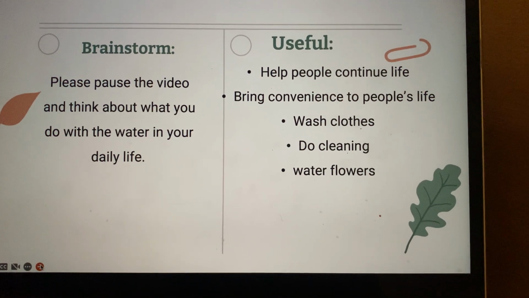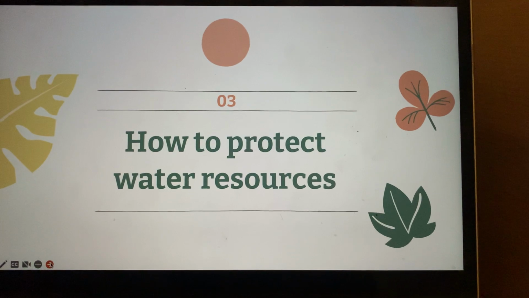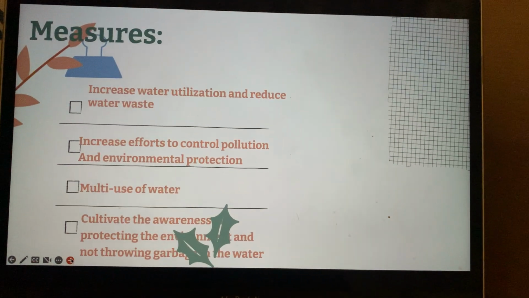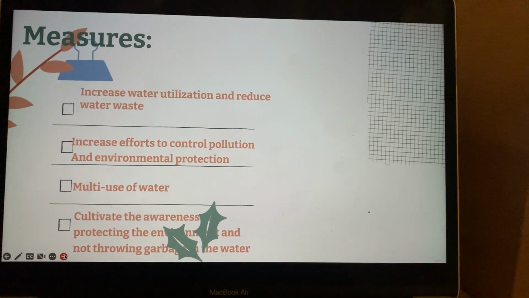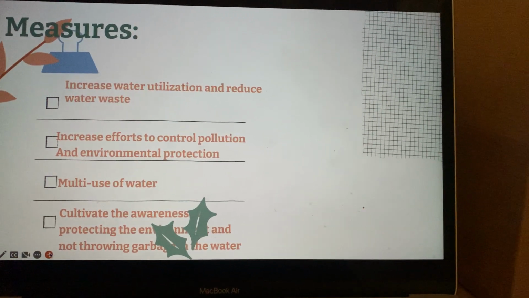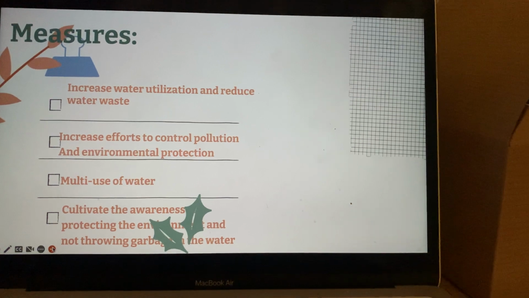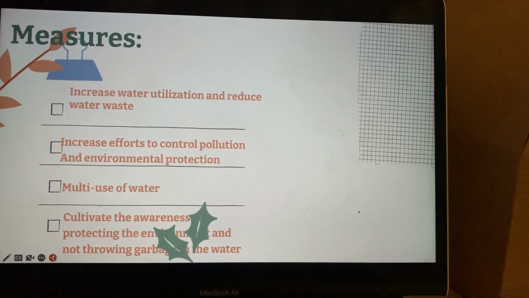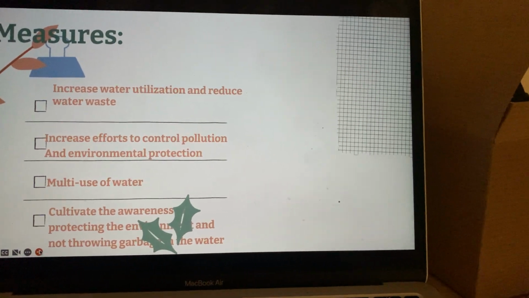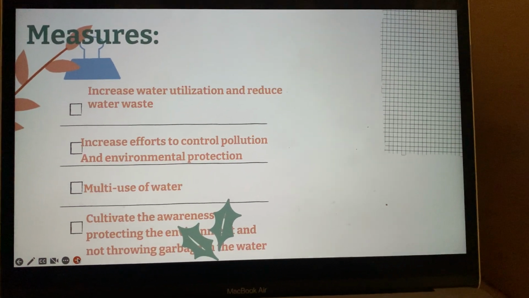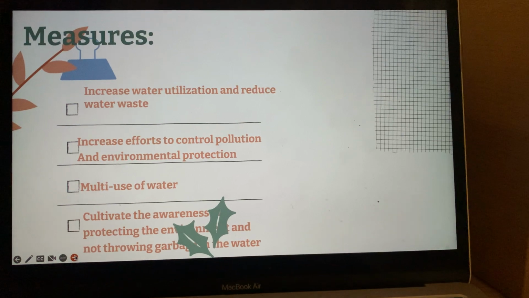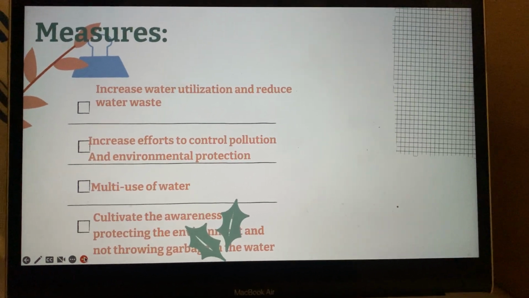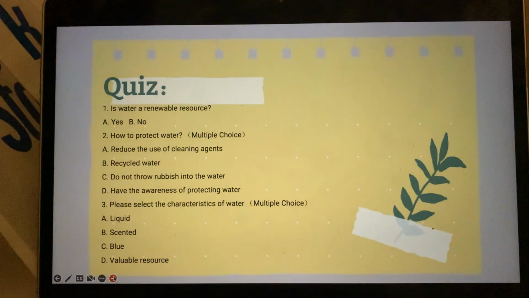Water is very important. And finally, I will share some tips about how to protect water resources, like increase water utilization and reduce water waste, and you can control pollution and protect the environment. And you can use water to do many different things. Don't waste water, and cultivate awareness of protecting water and not throwing garbage in the water.